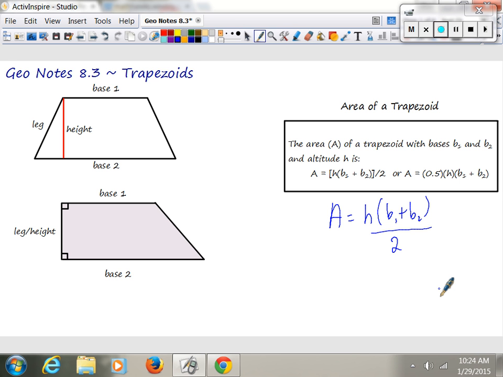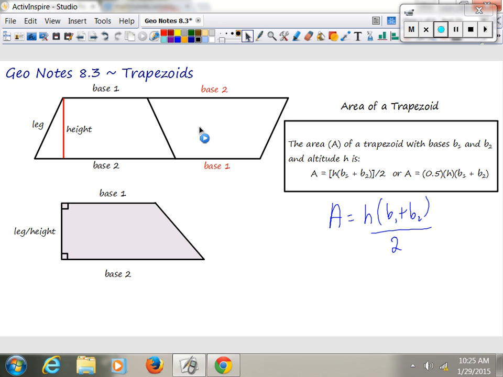Now let's see how you get this formula. If I was to take this exact same trapezoid, identical, and flip it so that it looks like that. So I flipped it upside down. What do you notice now? When I put them together, what does it make? Makes a big parallelogram, a really big one.